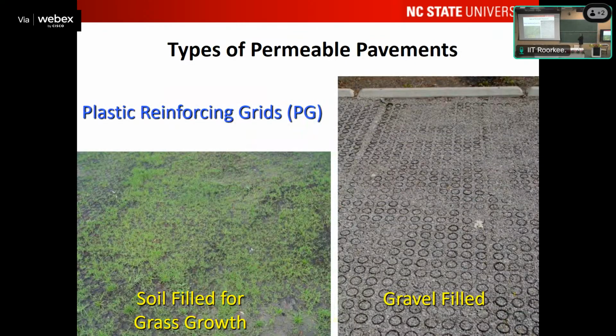And then we've got these plastic grids, and they'll fill them up with soil or they'll fill them up with gravel, and they do let water perk through. All right. Believe it or not, and the soil, obviously the grass growth one does have an appeal. It looks good. Let me ask you guys this.